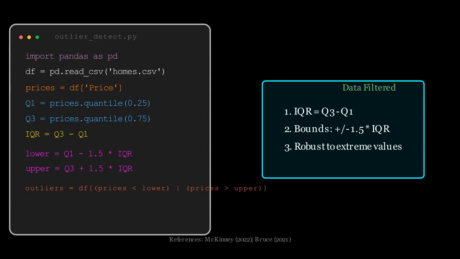References: McKinney, W., 2022, Python for Data Analysis, O'Reilly Media. Bruce P. and Bruce A., 2021, Practical Statistics for Data Scientists, O'Reilly. Friend J. E., 2013, Modern Elementary Statistics, Pearson.